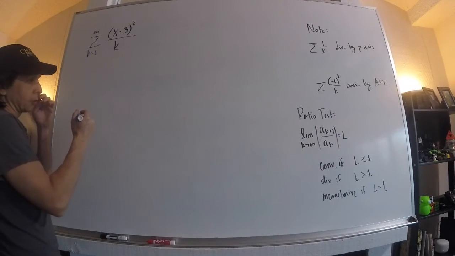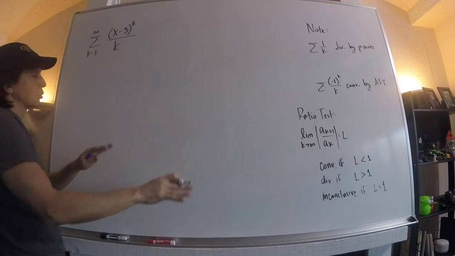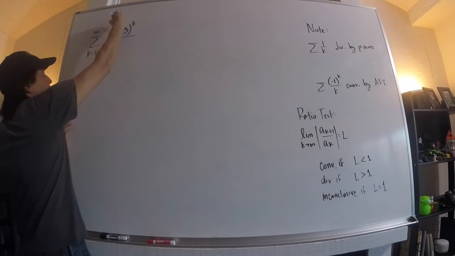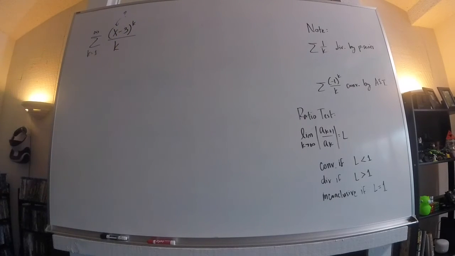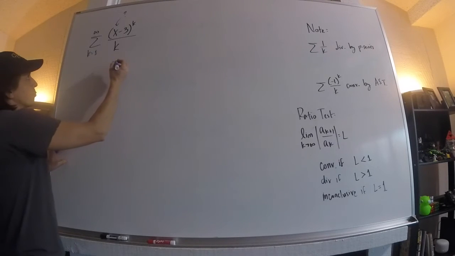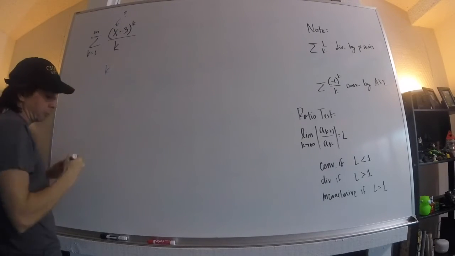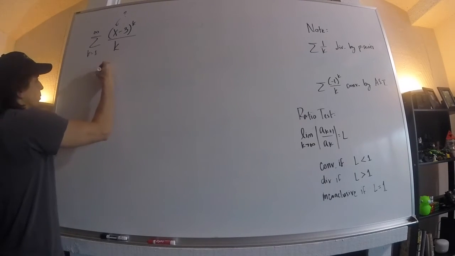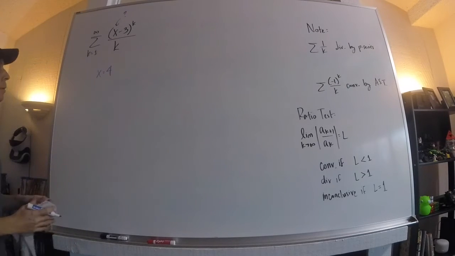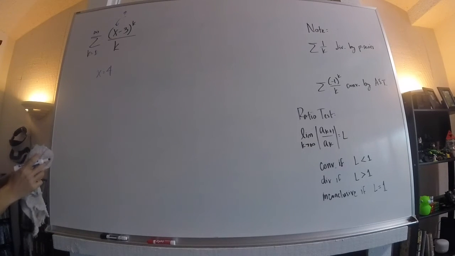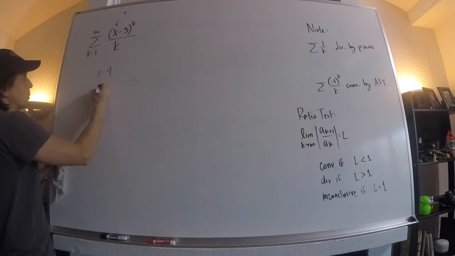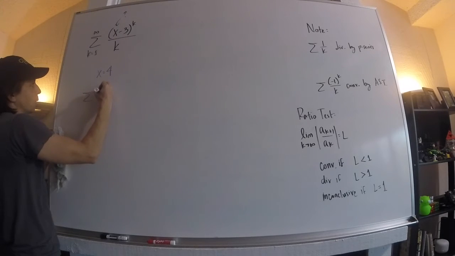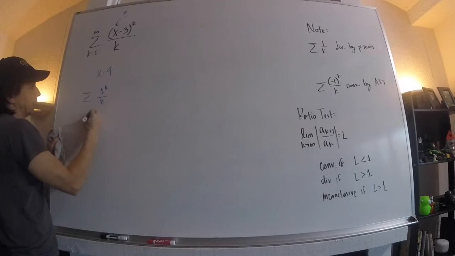So let's start working this out. We're going to do the ratio. So before we even get to the ratio test, the idea is this is not an actual series because you have an unknown x. And if I set x to be 4, what's going to happen is this series boils down to, I'm going to replace x with 4, 4 minus 3, which is 1, to the k over k.